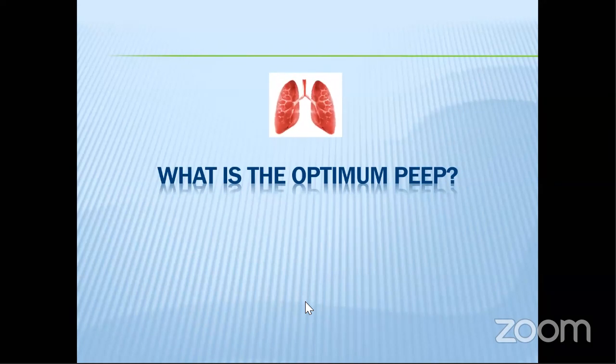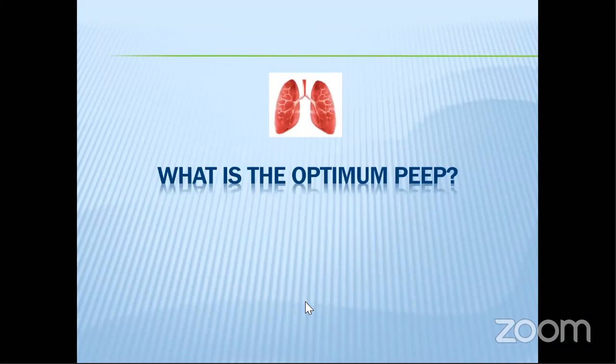So before you increase your PEEP to improve oxygenation, keep in mind the volume status of your patient. Don't increase your PEEP in hypovolemic or intravascular volume depleted patients. So what is the optimum PEEP?